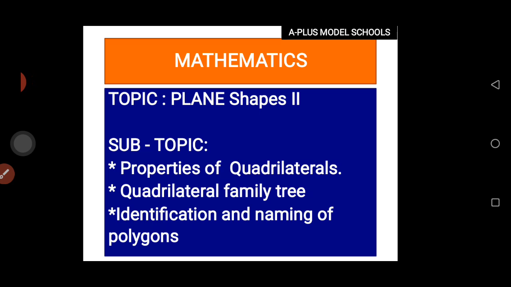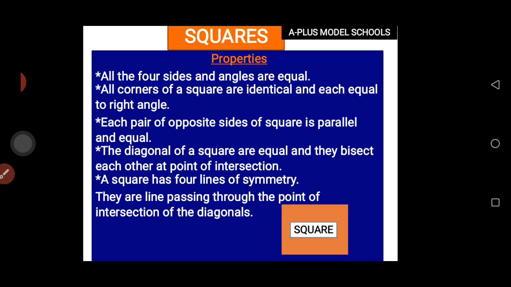Subtopics under it are the meaning of quadrilateral, properties of quadrilaterals, quadrilateral family tree, identification and naming of polygons. What do we call a quadrilateral? A quadrilateral is a shape that is enclosed or bounded by 4 lines or 4 sides.